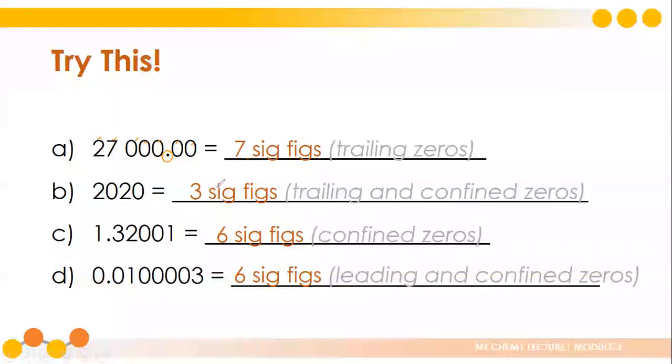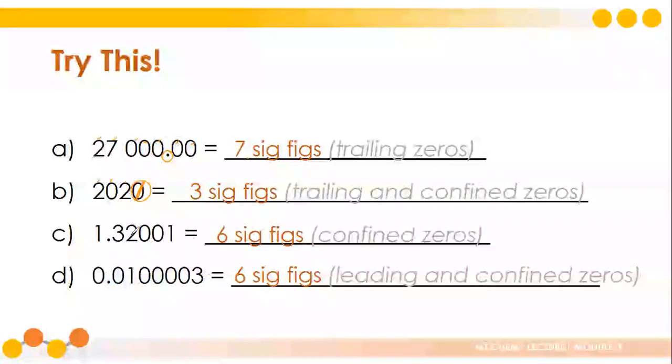And then for letter B, we only have 3 significant figures. You have 1 trailing zero, but there is no decimal point, so you do not count it. There's also a confined zero in here, which is counted. We have 1, 2, 3.